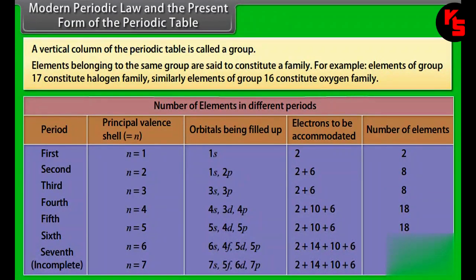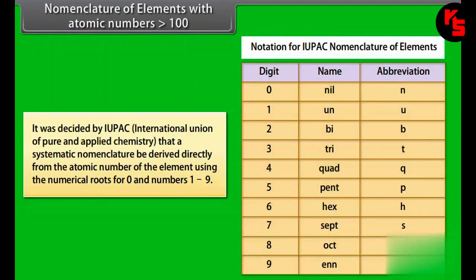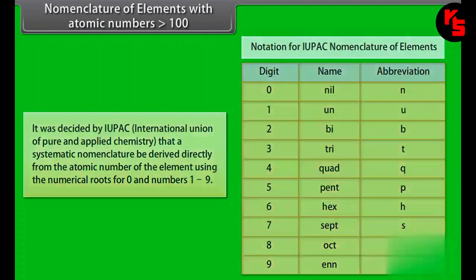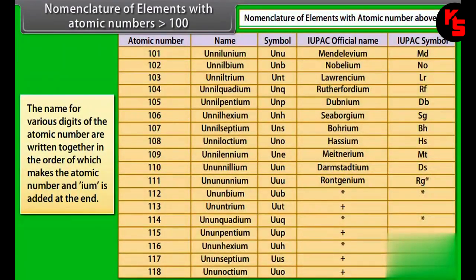Similarly, elements of group 16 constitute the oxygen family. Nomenclature of elements with atomic numbers greater than 100. It was decided by IUPAC, the International Union of Pure and Applied Chemistry, that a systematic nomenclature be derived directly from the atomic number of the element using the numerical roots for 0 and numbers 1 to 9. The names for the various digits of the atomic number are written together in the order which makes the atomic number, and "ium" is added at the end.